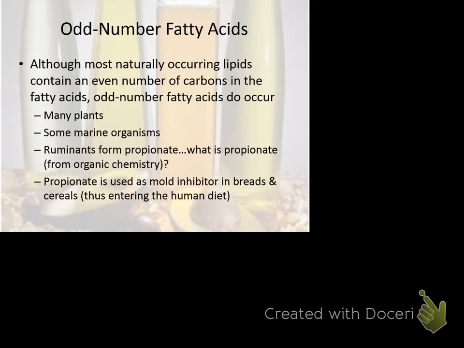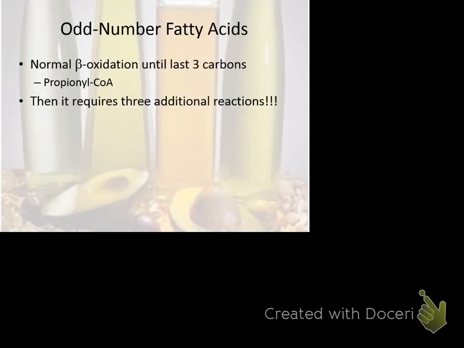And then also, it's used in a lot of bread as a mold inhibitor. And so we do get propionate in our diets in various ways. So we have to have a way in order to digest these fatty acids. So you go through normal beta oxidation until you have the last 3 carbons. Or if you're starting off from propionyl-CoA, then it's just the last part. And it requires 3 additional reactions.